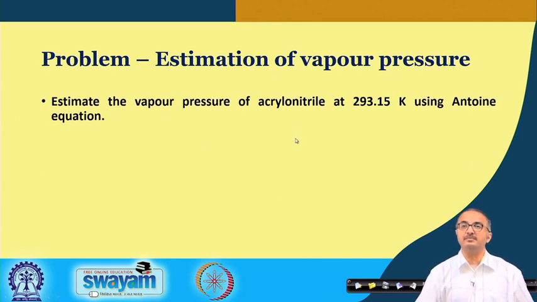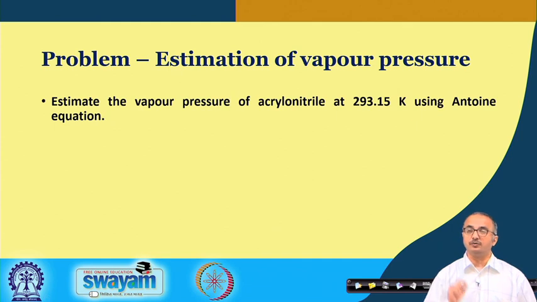Now, the next problem is on the estimation of vapor pressure of a liquid. A liquid has a vapor pressure, and this vapor pressure is a function of temperature. So, if you are given a temperature, you should be able to find the vapor pressure. In this problem, we have to use the Antoine equation to find the vapor pressure of acrylonitrile.